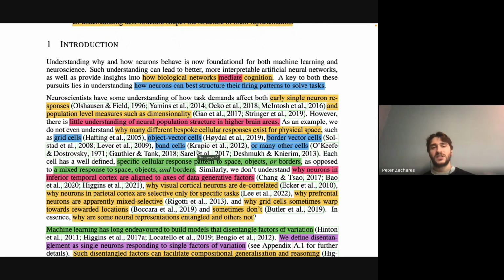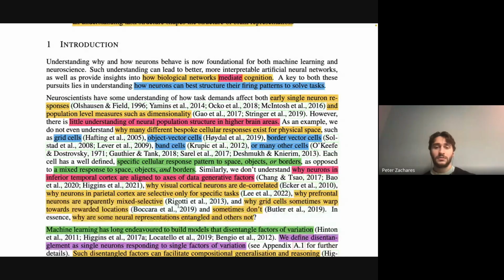But basically, this first introductory paragraph is just talking about how we know some things about neurons, but one thing we don't know specifically is why specific neurons in the brain respond to specific task variables. For example, why you have a specific neuron in your brain that will fire up when you're trying to figure out where you are, or why you have a specific neuron that will fire up when you see a cat. We just don't know how we get these disentangled representations within our brain. And they give over here just a lot of examples.